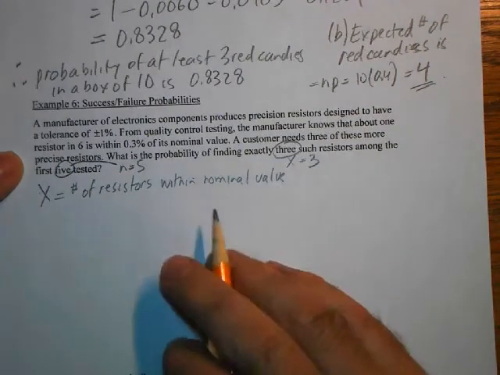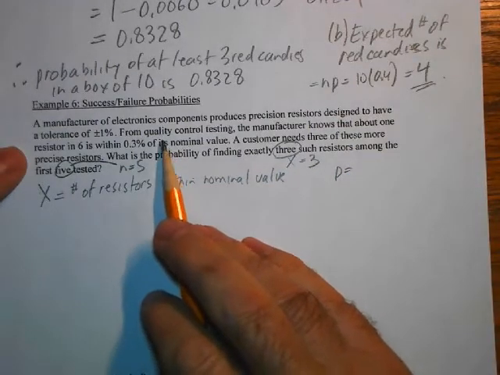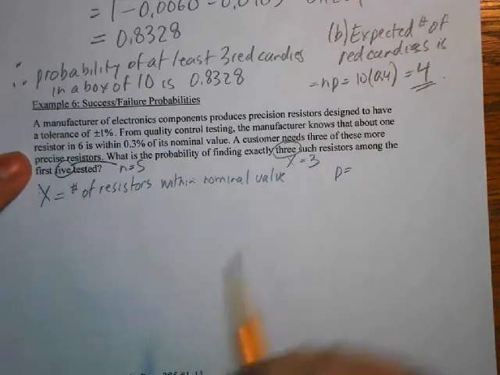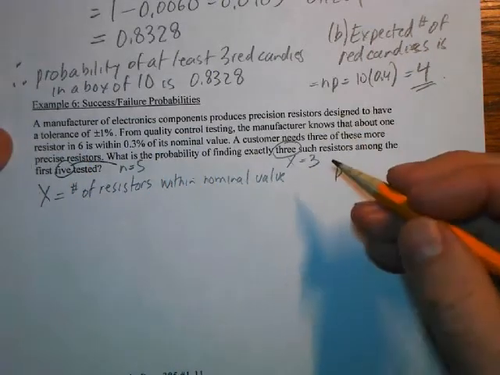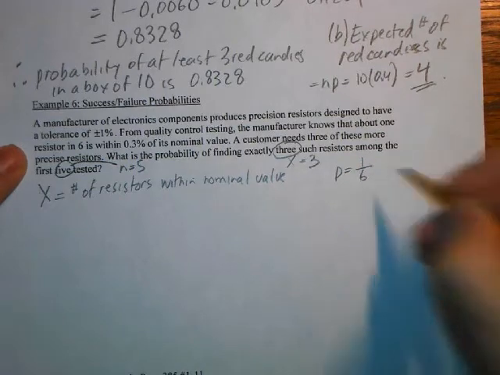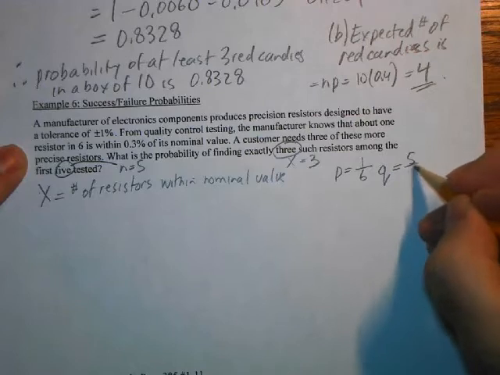Our probability, you kind of have to hunt for that. It says the manufacturer knows that about 1 resistor in 6 is within the nominal value. So a success happens 1/6 of the time, which means failure happens 5/6 of the time.